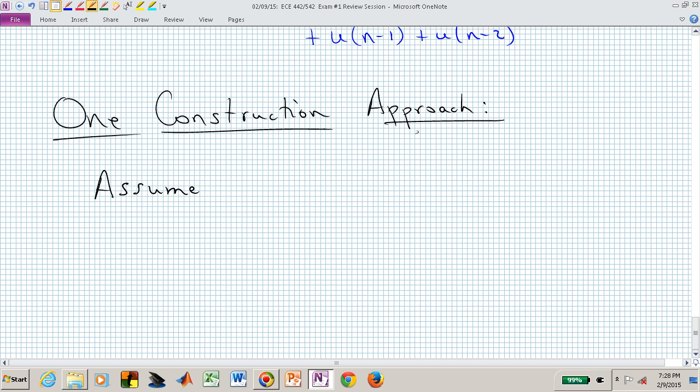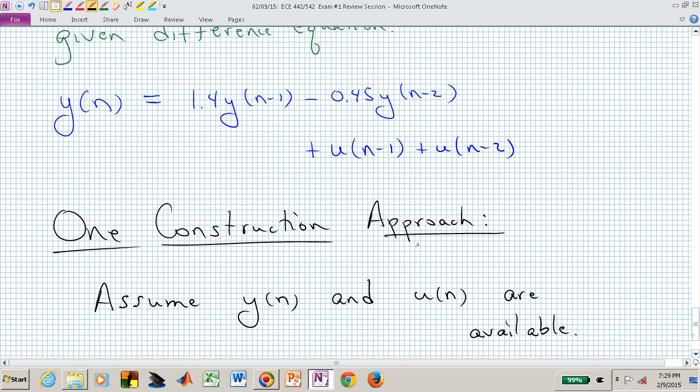The first thing that we are going to do is we will assume that we have access to the output at time n and the input at time n. And that's what I'm meaning by, let's assume that these two signals are available. Then what I'm going to do is I'm going to start collecting terms that have the same number of delays. I have an output and an input that are delayed 1, and I have an input and an output that are delayed by 2.